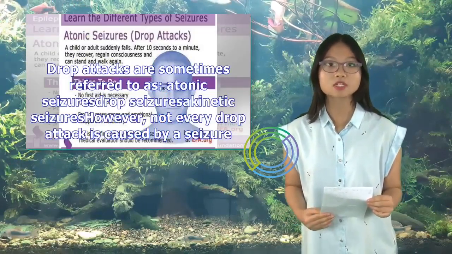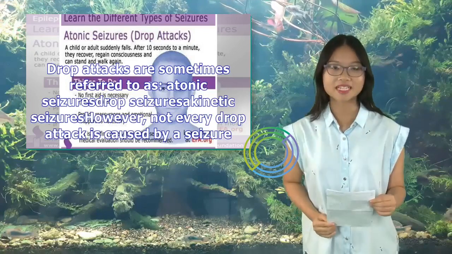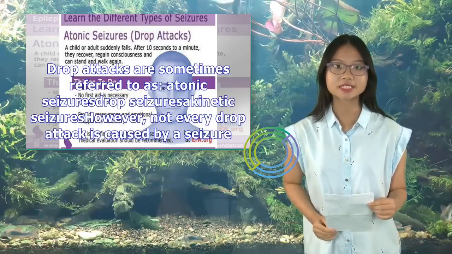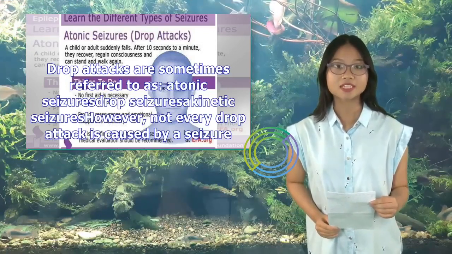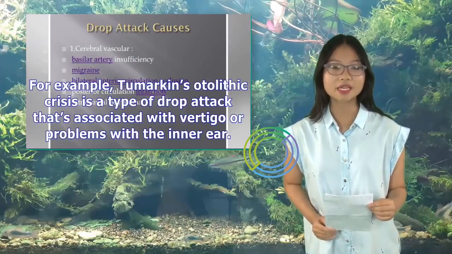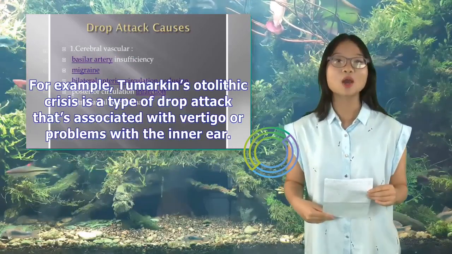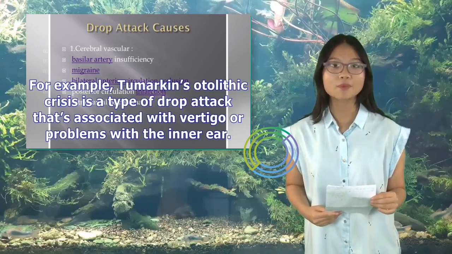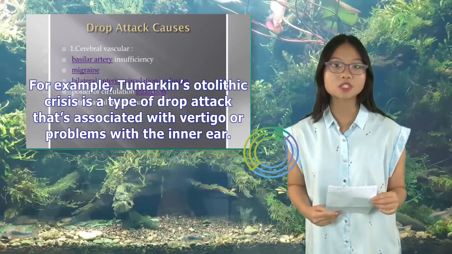Drop attacks are sometimes referred to as atonic seizures, drop seizures, or akinetic seizures. However, not every drop attack is caused by a seizure. For example, Tumarkin's otolithic crisis is a type of drop attack that's associated with vertigo or problems with the inner ear.